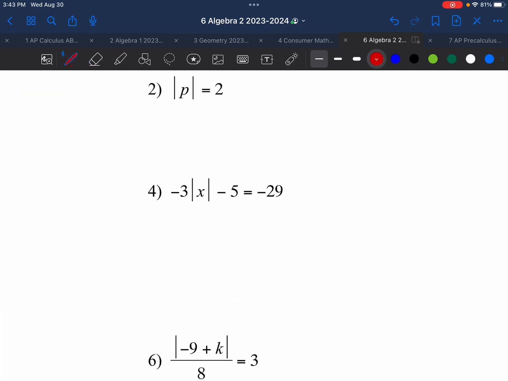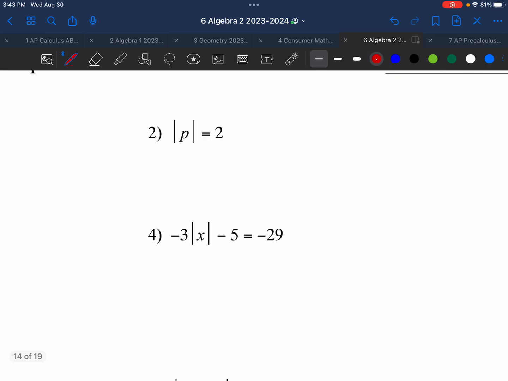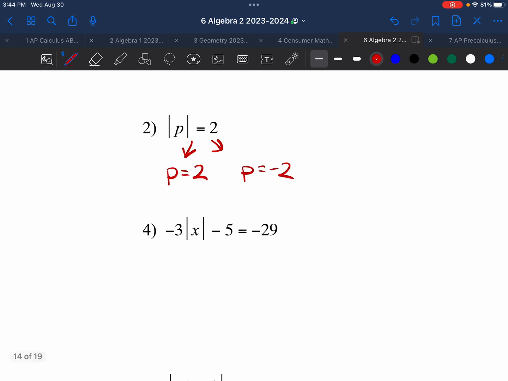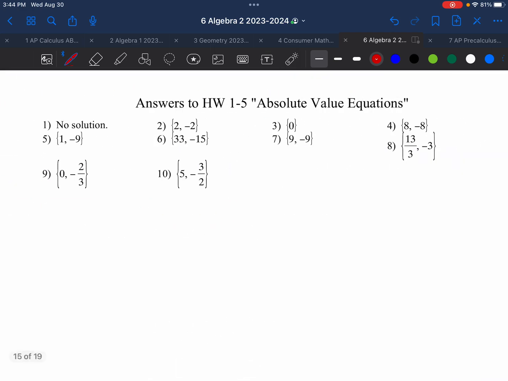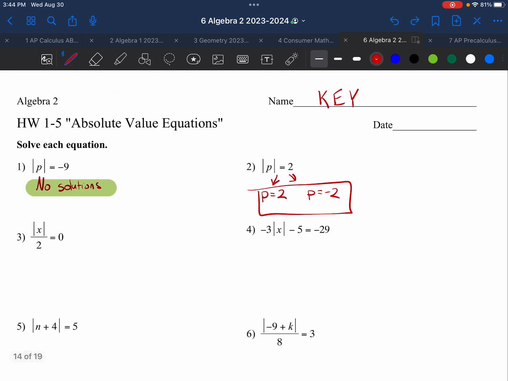All right, and number 2, this one is equal to a positive, so I'm going to undo the absolute value by turning this into two separate equations. One of them is p equals positive 2, the other one is p is equal to negative 2. And those are the only two possible answers, and I think that's it. 2 and negative 2. We got it. Does the order matter? No. They're just answers in no order at all. So I got that one right, highlight it in green.